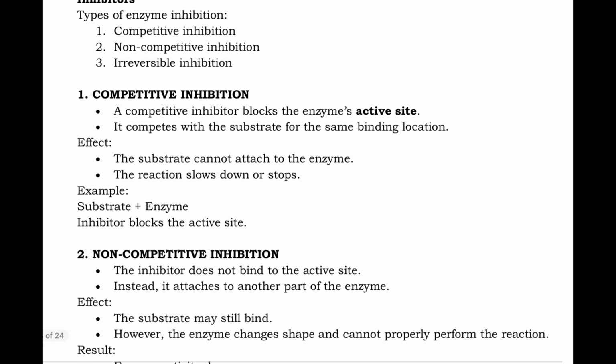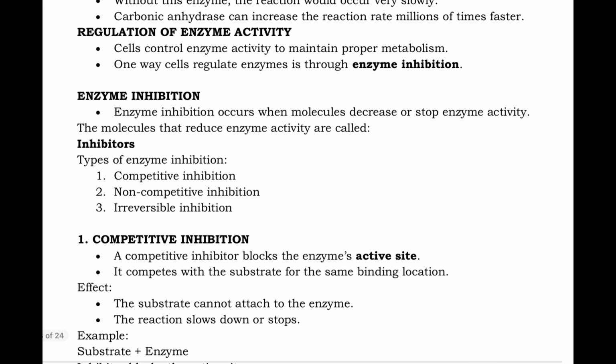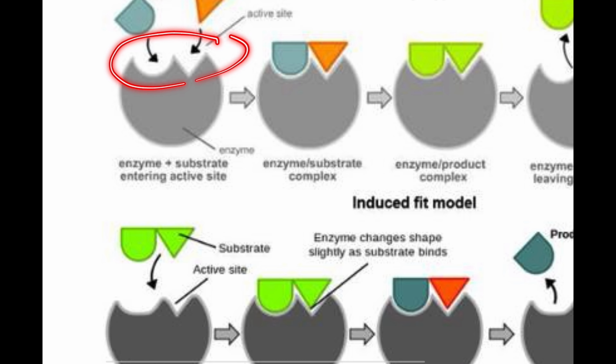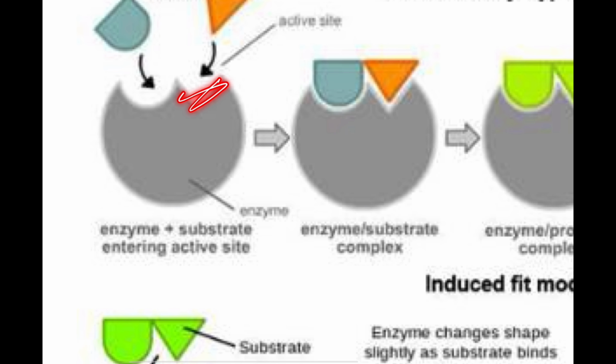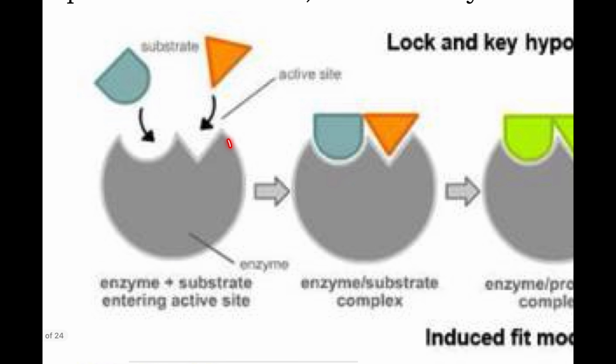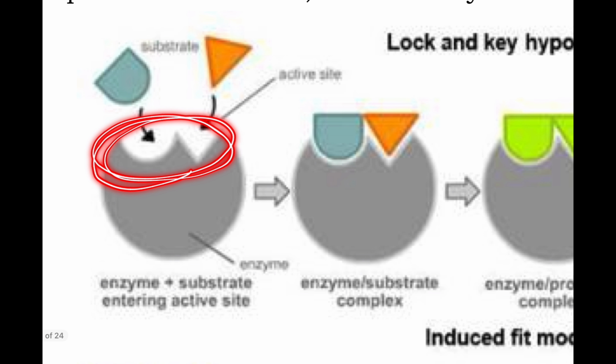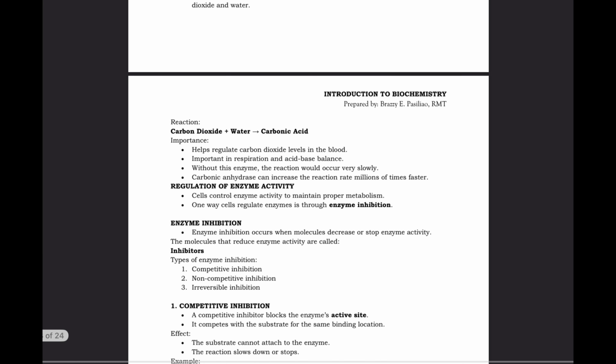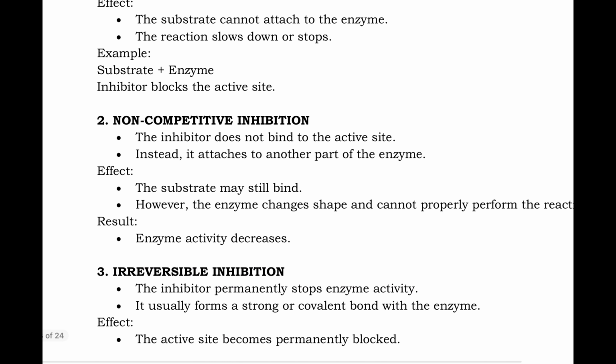For competitive inhibition, makinig. A competitive inhibitor blocks the enzyme active site. Balikan natin yung active site. We go back to your active site. Again, this is your active site. So, for competitive inhibition, it will block this enzyme. If this is blocked already, will your substrate fit into your active site? The answer is no. So, that is your competitive inhibition.